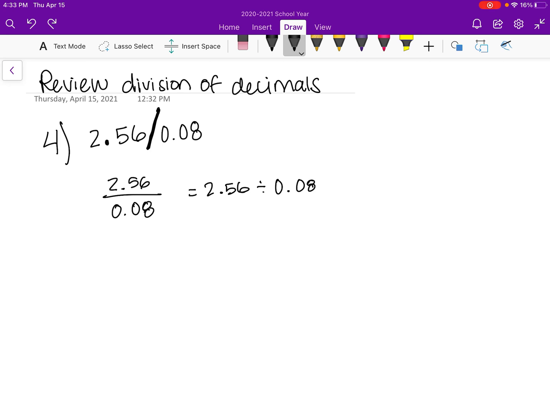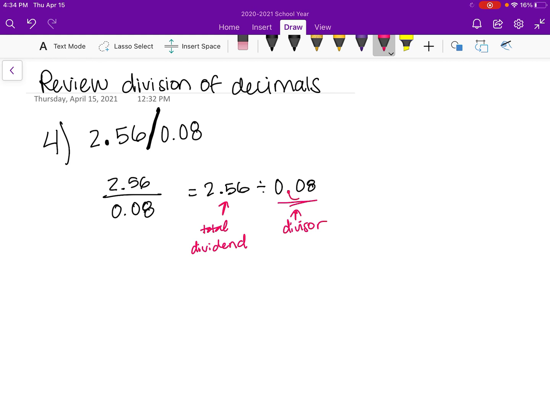So the first thing I want to do is get rid of the decimal in the divisor. The divisor is the second number, my group size, my number of groups, depending on the problem. This is my divisor. This right here is my total, or the mathematical term is my dividend. So our divisor, we do not want this decimal here. We want a whole number as our divisor.